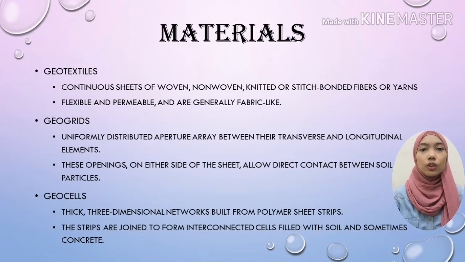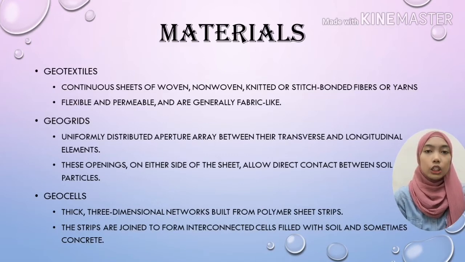First is the geotextiles. It is a continuous sheet of woven, non-woven, knitted or stitch-bonded fibers or yarns. It is also flexible and permeable and generally fabric-like. Geotextile is an ideal material for infrastructure work such as roads, harbours, landfills, and other civil projects.